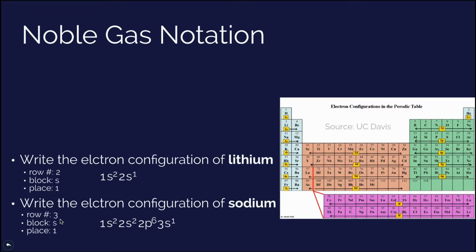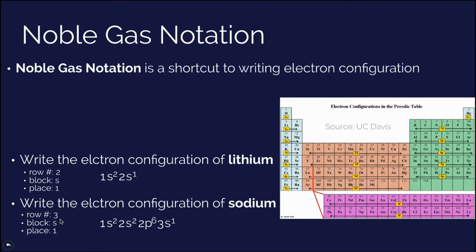And finally, we get into the noble gas notation. I think you'll like this one because it's really a shortcut way of writing out the electron configuration. If you thought that what we were doing before took a lot of work and it's really long, you're right. It is really specific, and we have this noble gas notation to make things a little bit easier on us.